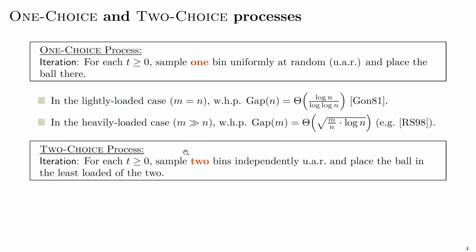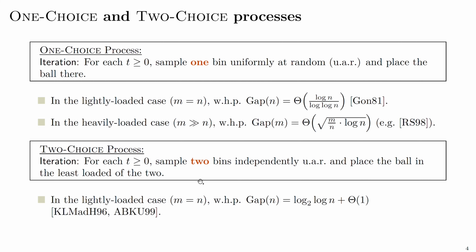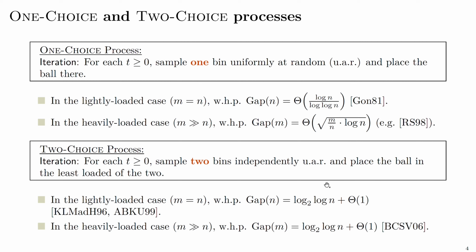A great improvement over this is the Two-Choice process, where for each ball we pick two bins independently and uniformly at random, and we allocate in the least loaded of the two. In the lightly loaded case, this process has a gap of log log n. If we compare this with One-Choice, this is an almost exponential improvement. In the heavily loaded case, the improvement is even more dramatic, as the gap bound remains the same, which means there is no dependence on m.